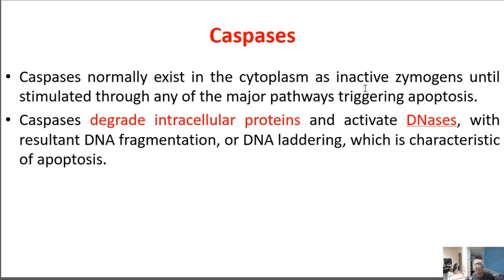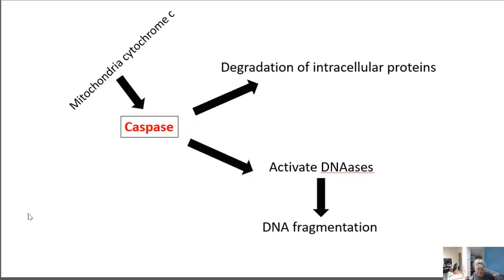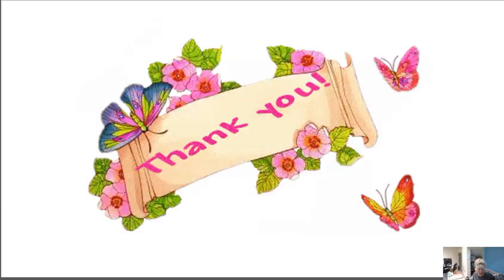Caspases normally exist in the cytoplasm as inactive zymogens until stimulated through any major pathway triggering apoptosis. So caspases degrade intracellular proteins and activate DNases, which result in DNA fragmentation, laddering, which is characteristic of apoptosis. That's the karyorrhexis and karyolysis I spoke of. So the mitochondria release cytochrome C and a caspase, causing degradation of the intracellular proteins through pyknosis, karyorrhexis, and karyolysis. It activates the DNases and causes DNA fragmentation, and the cell is phagocytized.